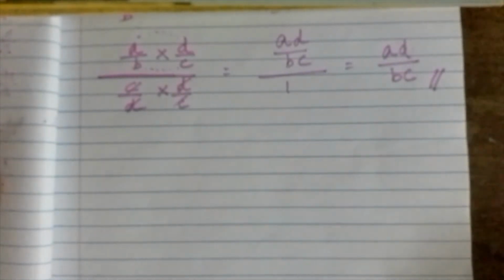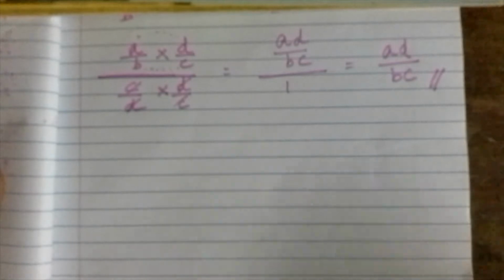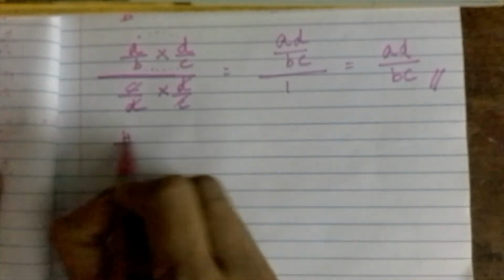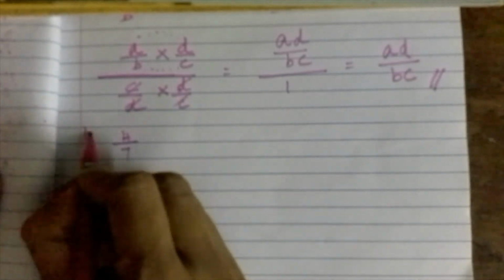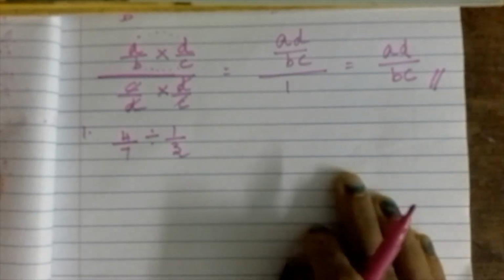So this is the reason why we are doing the reciprocal and multiplying. So this is how the formula came. I'll explain it with the help of a sum so that it will be more clear for you. I'm taking a simple example. First one, 4 by 7 divided by 1 by 3. Okay, this is the sum. So what is the formula now?